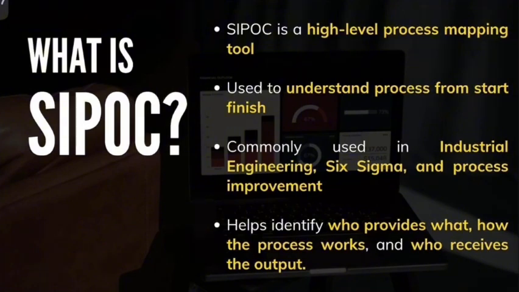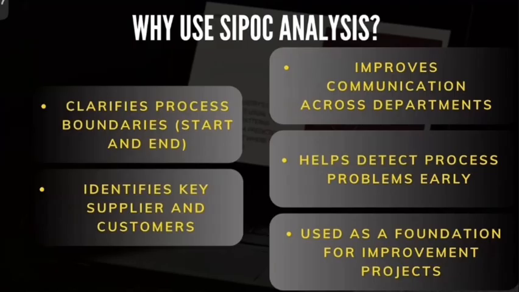As I've said, it is used to understand a process from start to finish, and it is commonly used in industrial engineering, Six Sigma, and process improvement. To proceed, why should we use the SIPOC analysis? There are 5 reasons. First, it clarifies process boundaries from start to end. Second, it identifies key suppliers and customers. Third, it improves communication across departments. Fourth, it helps detect process problems early. And lastly, it is used as a foundation for improvement projects.